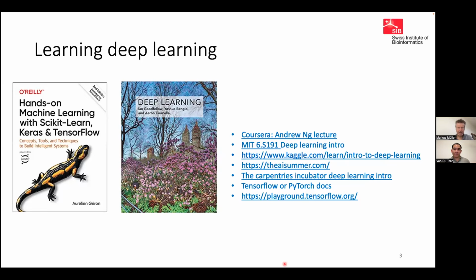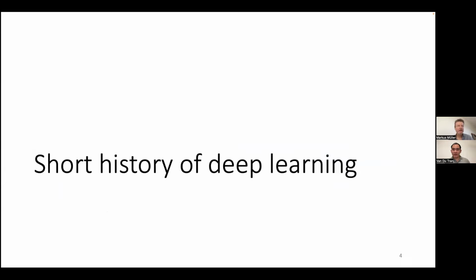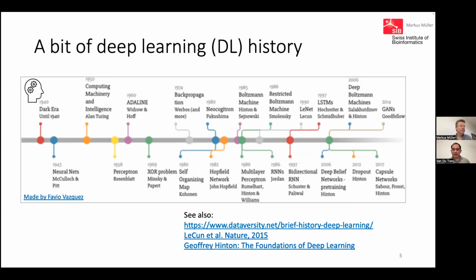I'd like to start with a short history of deep learning. Neural networks were invented as a simple model to study how neural circuits process information. The first important result was published by McCulloch and Pitts in '43 already, where they showed that these neural nets, or multilayer perceptrons as they were called at the time, are capable of universal computation.